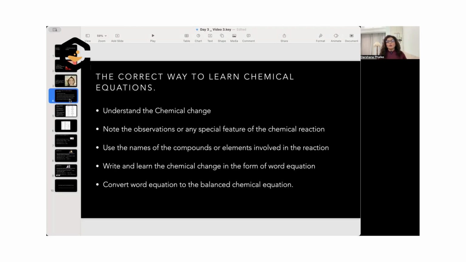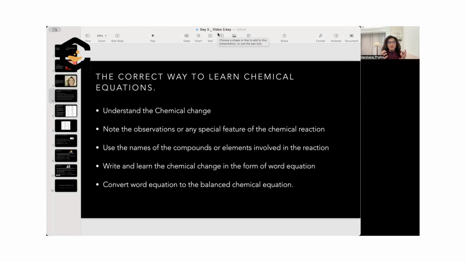Now, what is the correct way to learn chemical equation? You know how students will learn chemical equation? They will say H2 plus O2 gives you H2O, or 2H2 plus O2 gives you 2H2O, or Al plus 3Cl2 gives you 2AlCl3. I mean, they're just trying to read the symbols. Don't read like that. First, understand the chemical change.